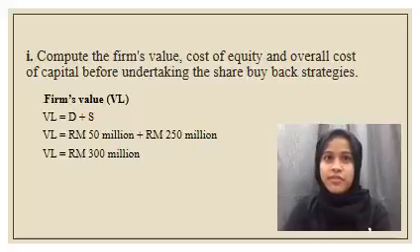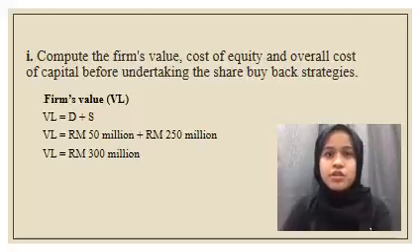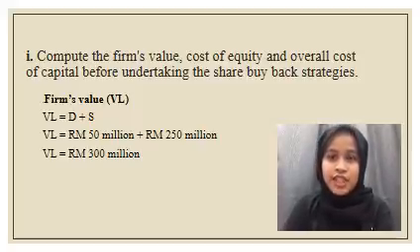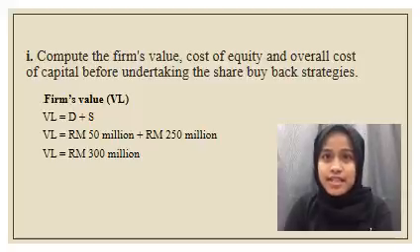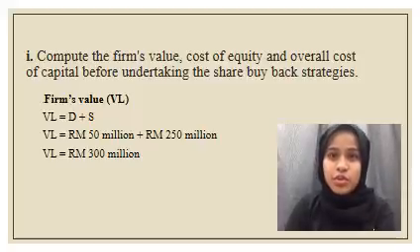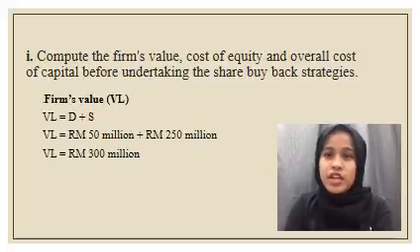For the firm's value, VL, we are using the formula VL equal to D plus S. So the D is RM 50 million plus S, which is RM 250 million. So the firm's value is equal to RM 300 million.